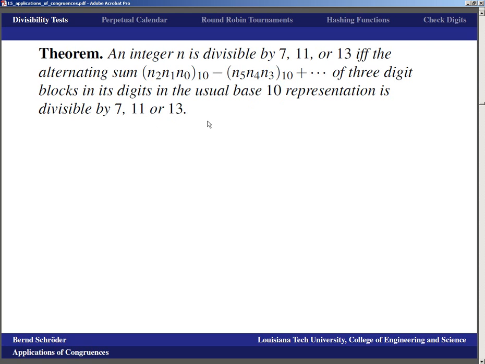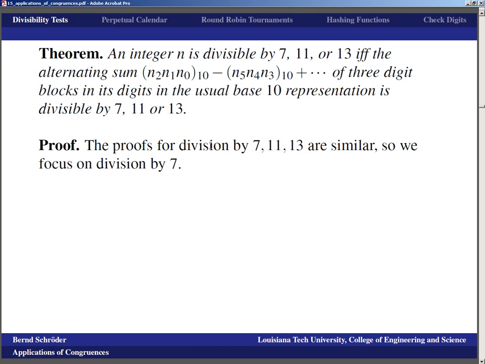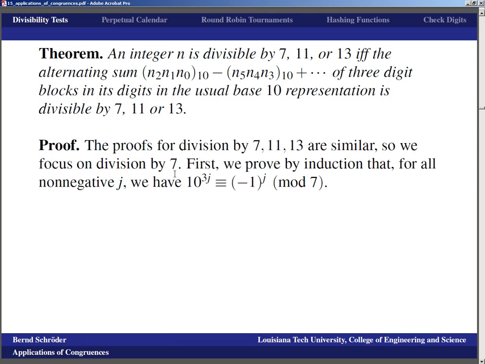Well, we group, we figure out if it's somehow equivalent modulo 7, 11, or 13 and move on, right? Same proof as before. So, proof. Again, the proofs for division by 7, 11, and 13 are similar, so we focus on division by 7. And we first prove by induction that for non-negative j, we have that 10 to the 3j is equivalent to negative 1 to the j modulo 7. We can see the familiar pattern emerge here, right?